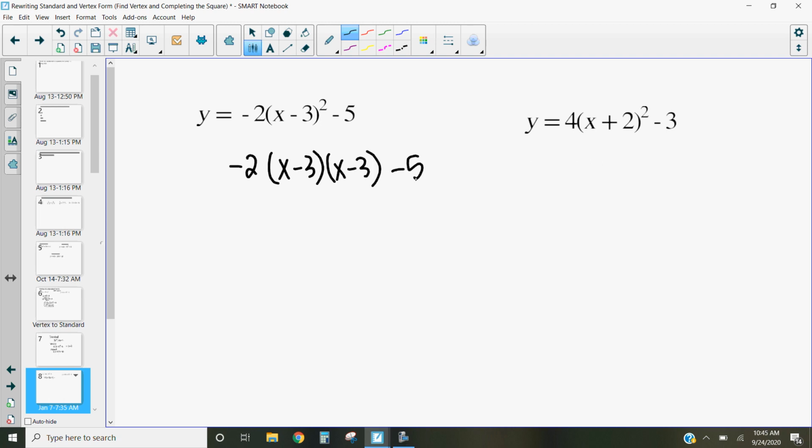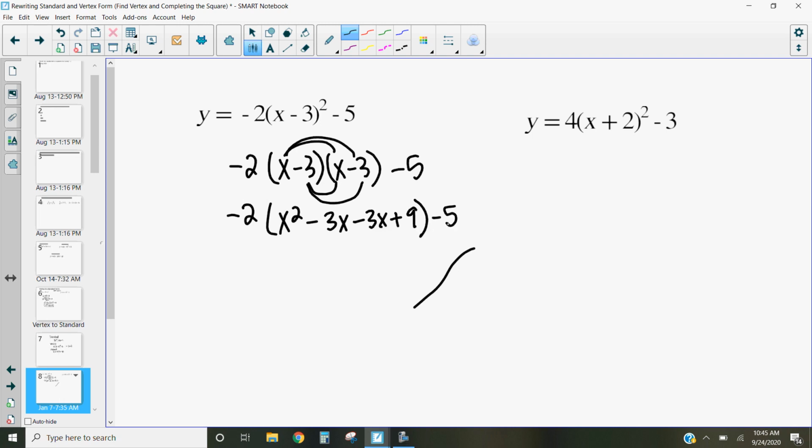and then minus 5. Now I'm going to do my FOILing first because we have to follow that order of operations. So I FOIL and I do x squared, x times x, negative 3 times x, negative 3 times x, and negative 3 times negative 3. And I get x squared minus 3x minus 3x plus 9 minus 5. And then we want to simplify this here. We get negative 2 times (x squared minus 6x plus 9) minus 5.